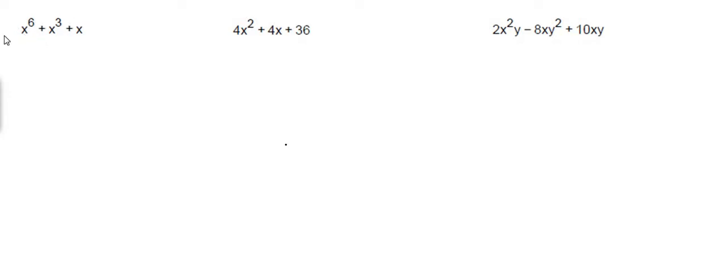One is x to the power 6. The second term is x cubed. The third term is x. And we can find for these three terms we have common factor x, right? So let's write down the expression like that.